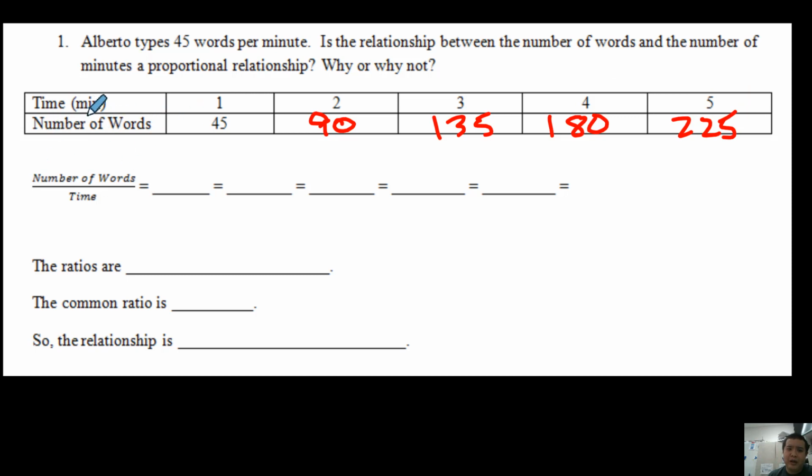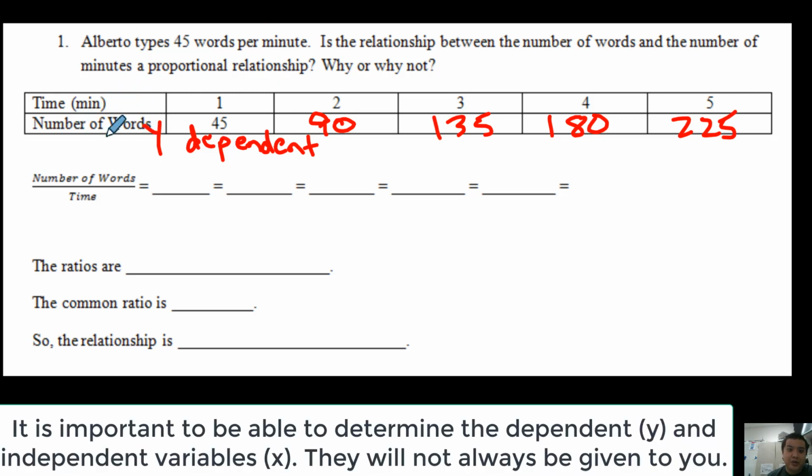So the time determines how many words he's typed. So the words depend on the time. So this is called the y, okay? Also known as the dependent variable. Okay. The top part here is time. Okay. And we said that the number of words depends on time, so this is considered our x. This is called the independent variable, because time can change, and then that change causes the number of words to change.